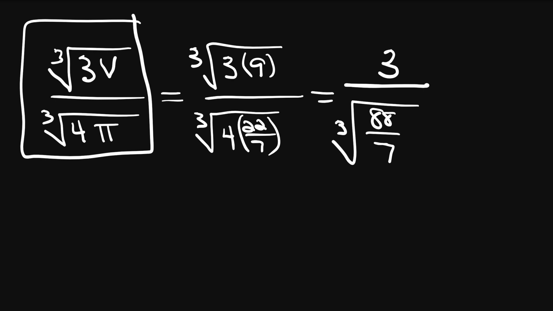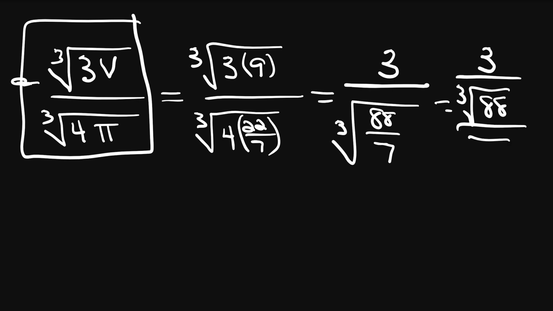Now what I want to do is split this up like I did over here, but I didn't show you. I just wanted to get to the problem. I think you understand this part where I split it up. I'm going to split up this denominator now, so it's going to be 3 over the cube root of 88 divided by the cube root of 7. I hope you understand this.